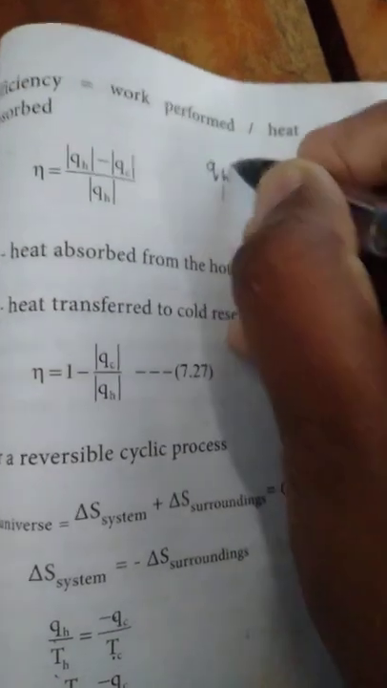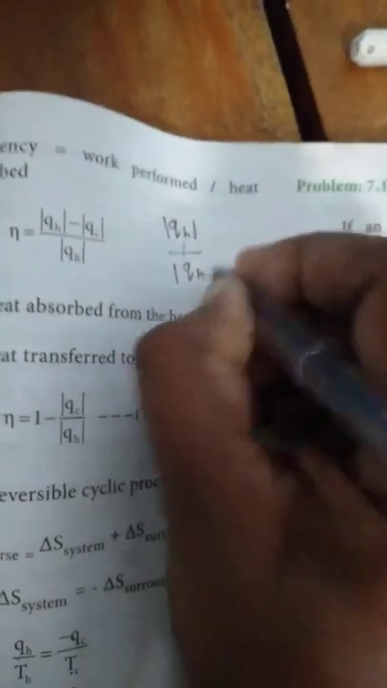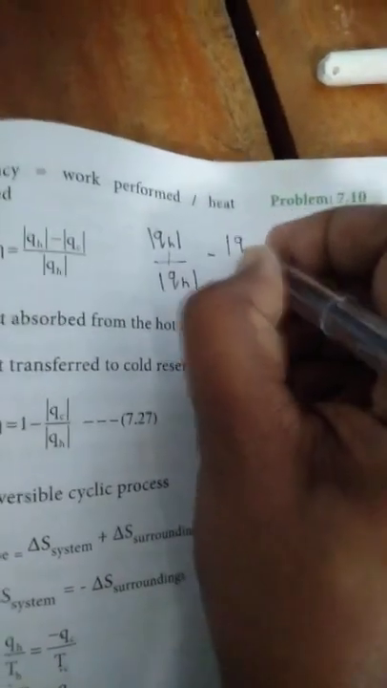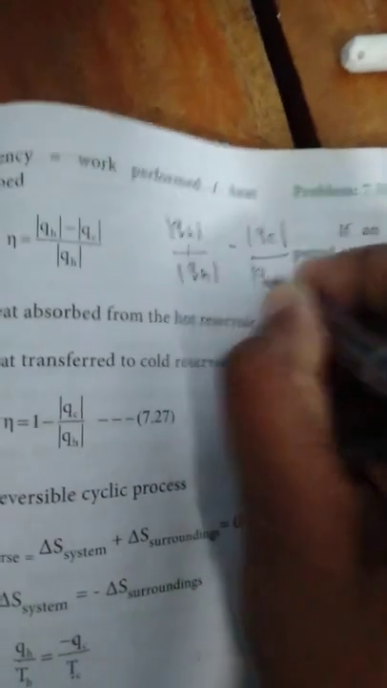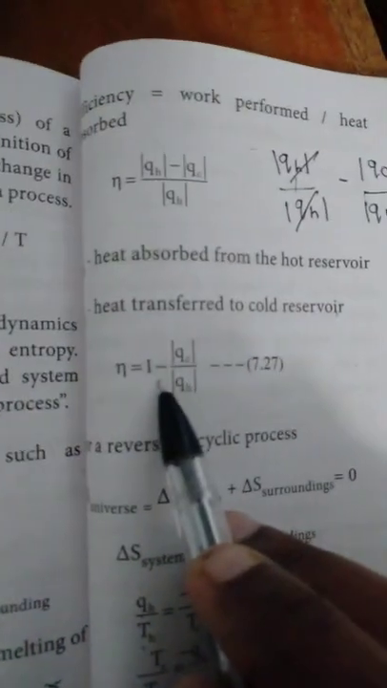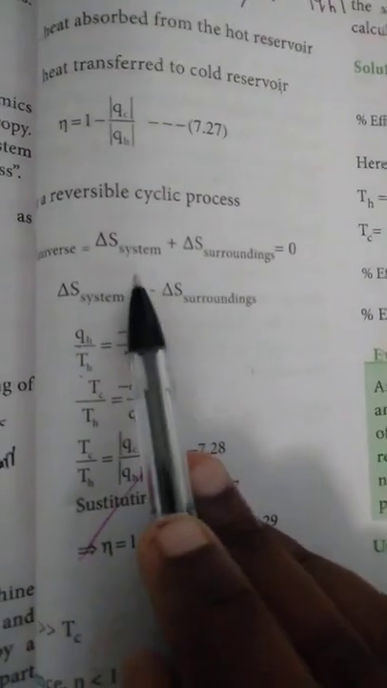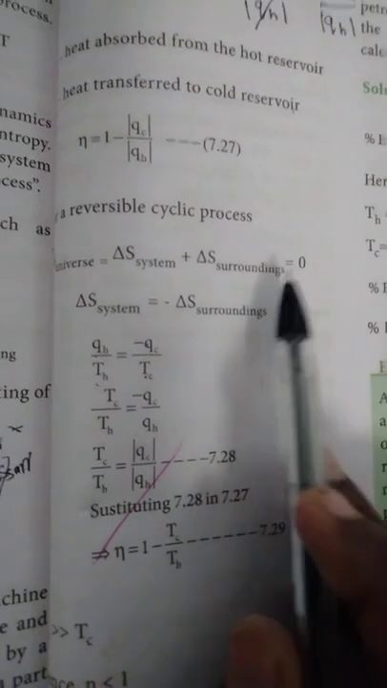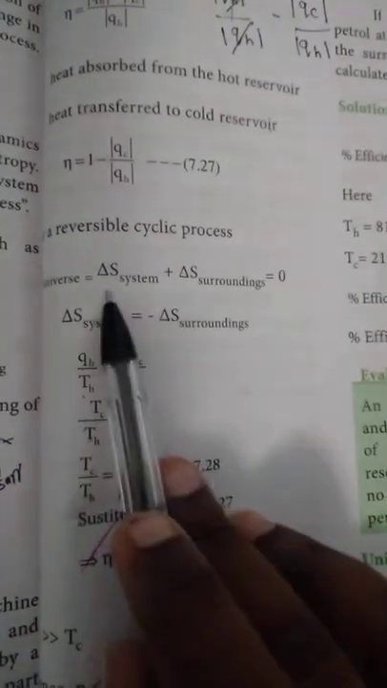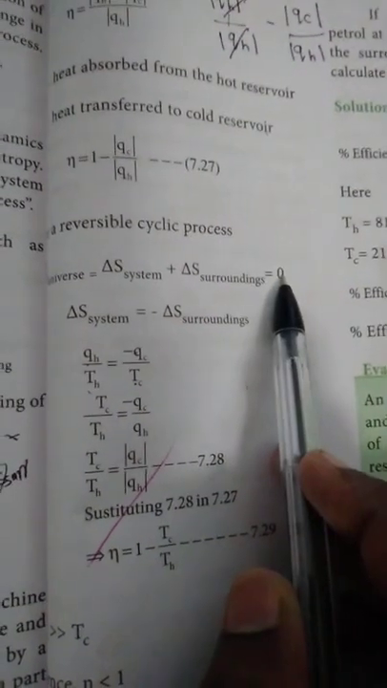Then from there you can write, if you are writing this formula like this, modulus of QH divided by modulus of QH minus modulus of QC divided by modulus of QH, you can cancel this too. So you will get the answer 1 minus QC by QH. Understand? Then already for a reversible process we learned delta S universe is equal to delta S system plus delta S surroundings equal to 0. So from there we can write delta S system is equal to minus delta S surroundings.